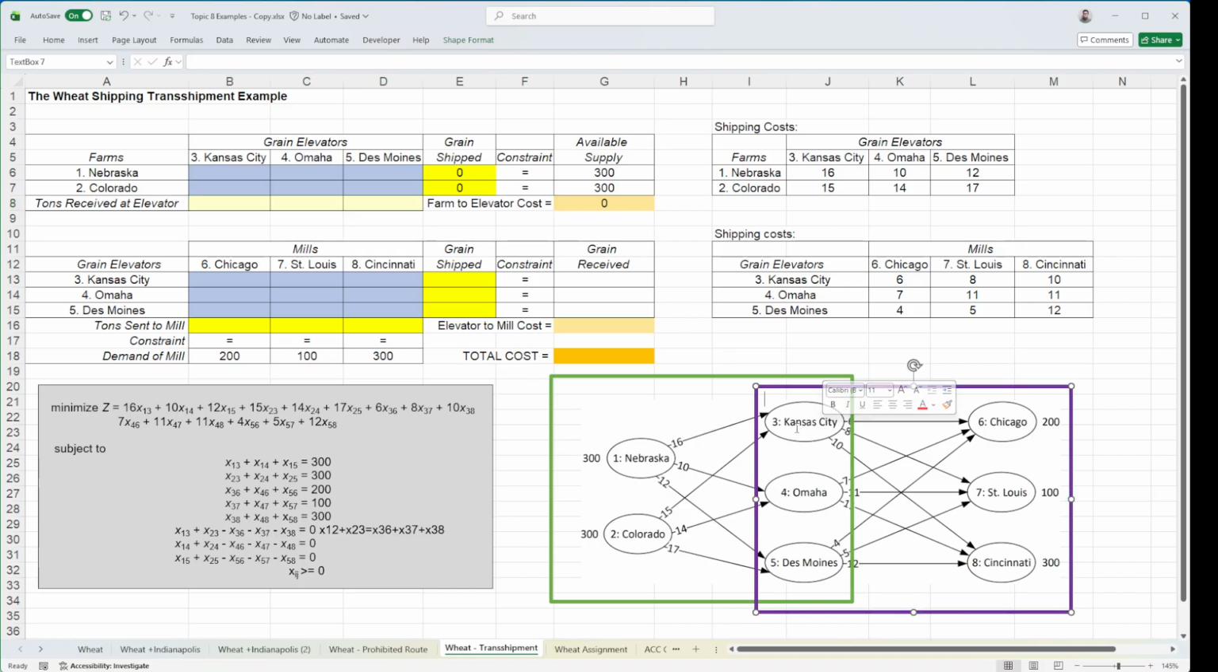So for Kansas City, it would be the sum of x13 and x23. For Omaha, it will be x14 plus x24. For Des Moines, x15 plus x25. That's in the network. But in the spreadsheet, it will actually just be the sum of the 2 blue cells that are above the yellow cell.